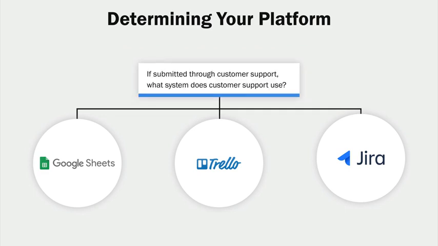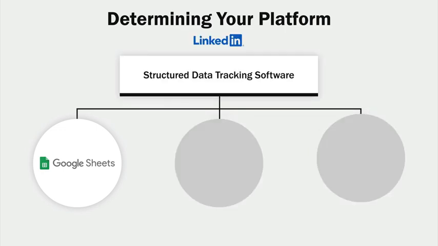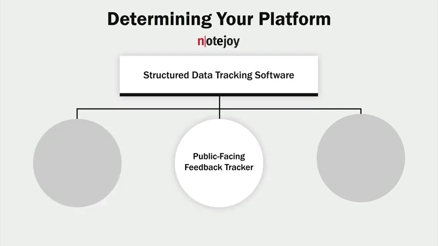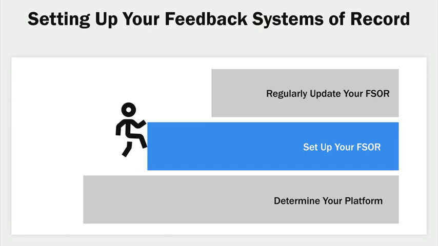If most of your feature requests are submitted through customer support, for instance, then you may want to make the FSOR the same as the system that customer support uses. At LinkedIn, spreadsheets ended up being the simplest platform for their main sources of feature requests, customer support and sales, to update, so they ran with that. For Notejoy, they decided to use a public-facing feedback tracker for their FSOR because their users were highly active and regularly submitted feature requests directly. Your second step is to set up your FSOR with the fields you want to track.